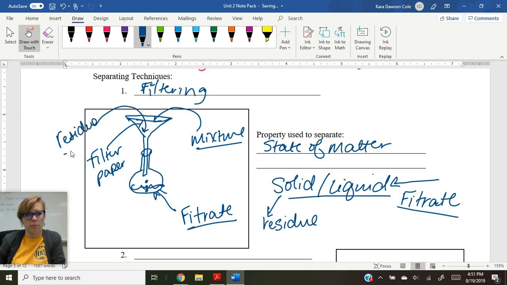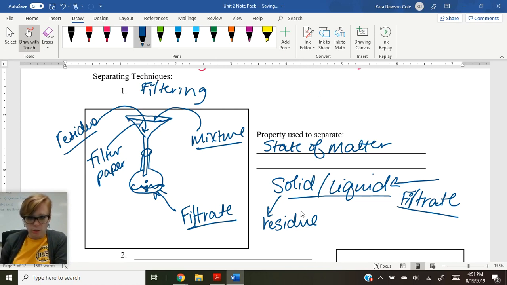on the filter paper. So on the filter paper, we have the residue. The mixture goes into this, the liquid starts dripping through the filter paper and into the flask, and then the filtrate is what we have that is coming off. I can't spell because I left the L out. So the filtrate is what we have on the bottom. Okay, so this is filtering.